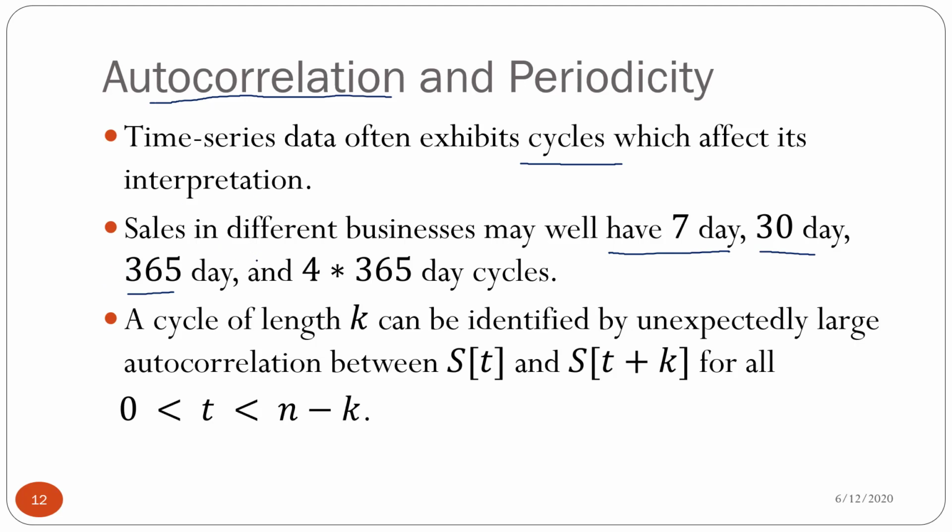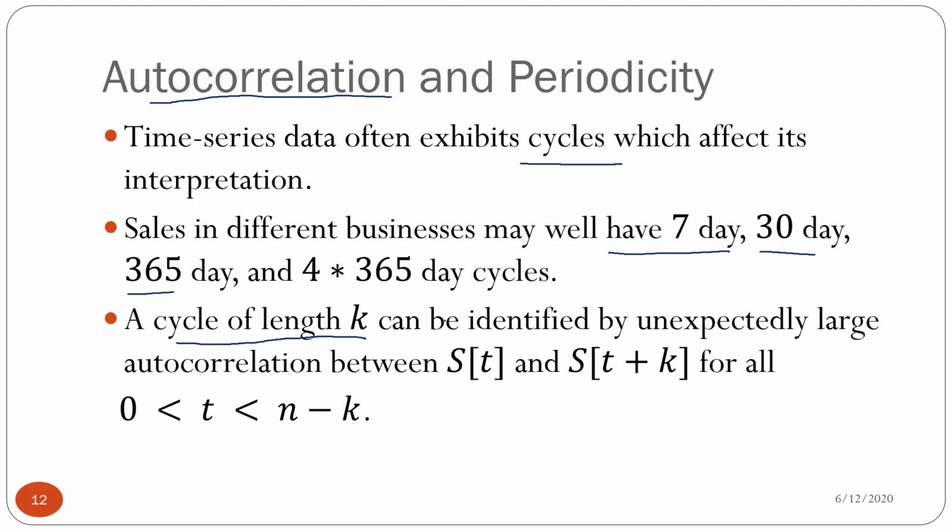Actually, we need to find out this cycle, like after how many days we will have the same scenario. So that's the important thing, finding out the length of the cycle, like k. Okay, k is 7 here, 30, 365, right? So now the point is, how will you identify the cycle length k?